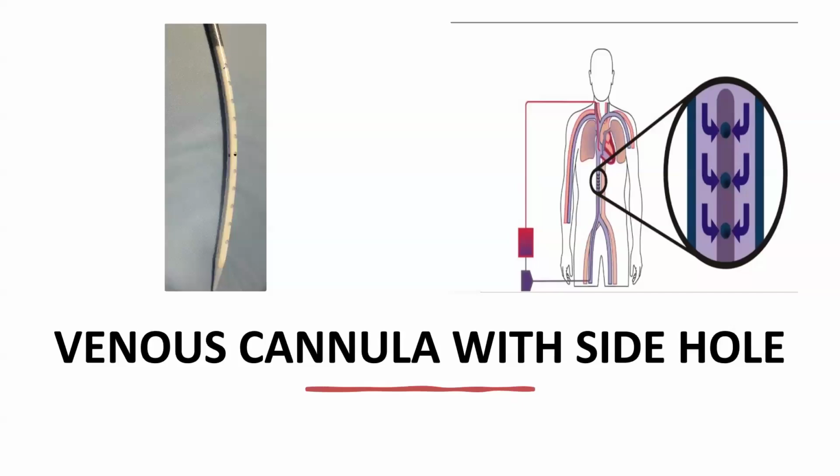Multiple holes, why? Because we are draining blood by a negative pressure. The centrifugal pump is draining blood through a negative pressure, and the vein can collapse and close one or two holes. And also, there can be clot formation at the tip. So if there is a clot or the vein is closing one or two holes, even then the flow is maintained if we have multiple holes.